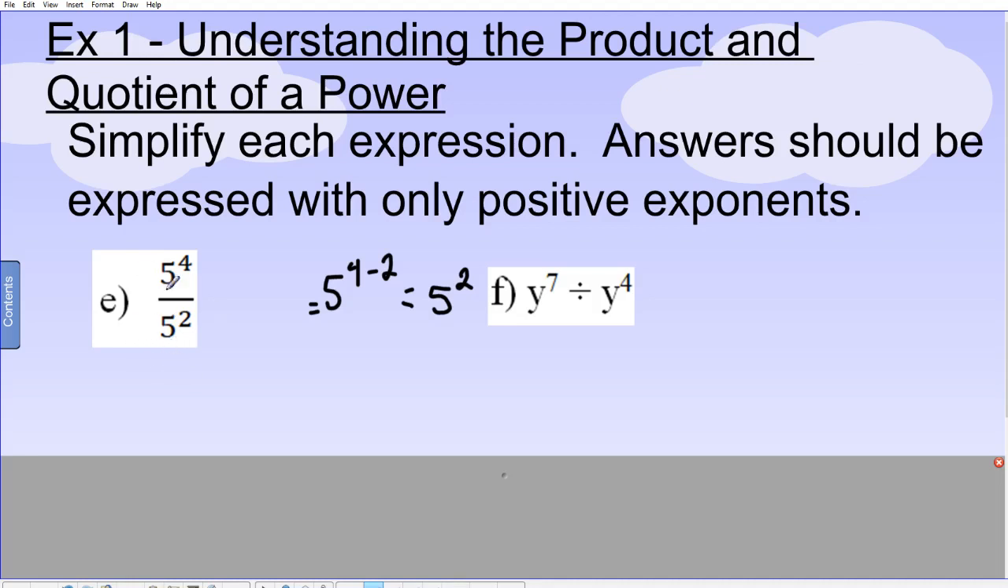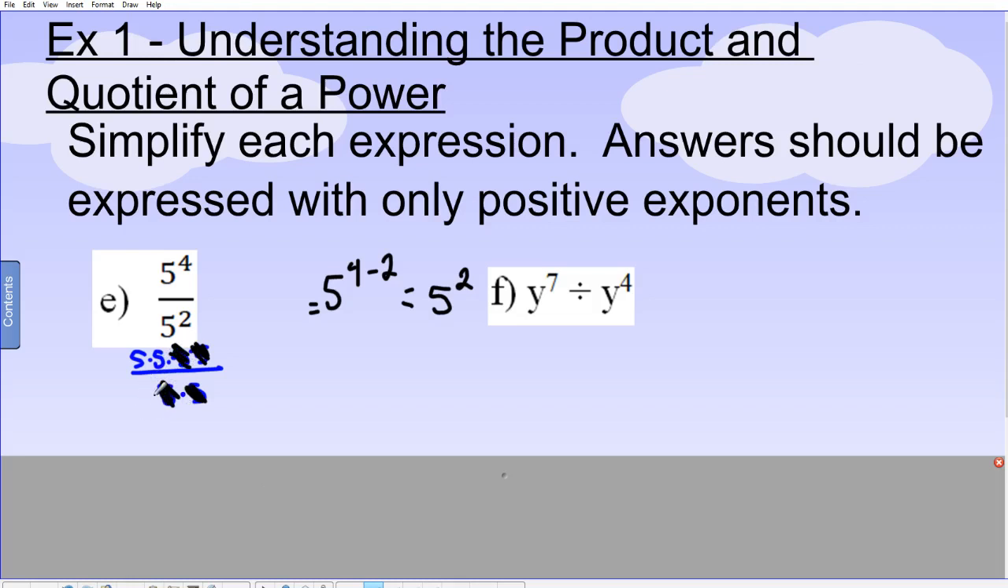Up top here, I have 4 5s: 1, 2, 3, 4, all being multiplied together. On the bottom, I have 2 5s. Now, I like to think of this as canceling. If I start canceling, 1 5 up top and 1 5 down below. One more up top, one more down below. And I can't cancel anymore because I don't have any more 5s on the denominator of my fraction.